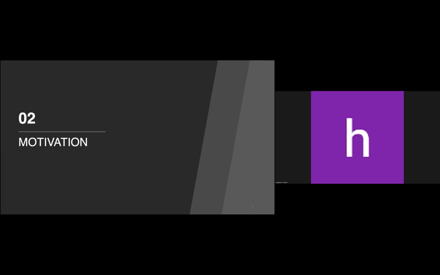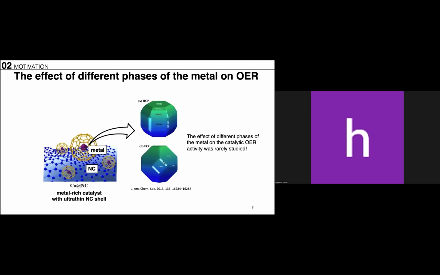Our theoretical work is motivated by two points. The first of all is the effect of different phases of metal on catalysts, because metal can have different phases, for example HCP or FCC, and they can have different effects on catalytic reactivity. But the effect of different phases of metal on not only OER but also other catalyst performance was rarely studied. So we just wanted to know about that.